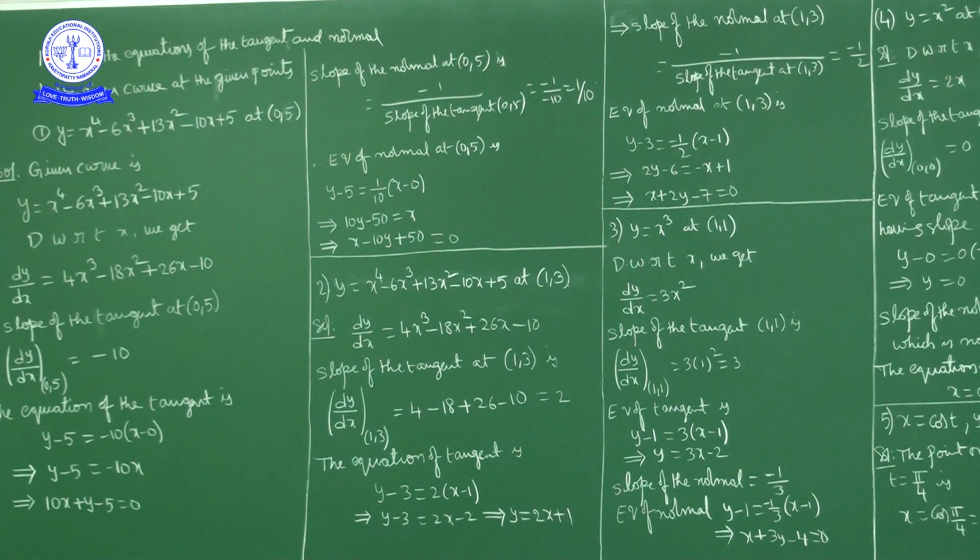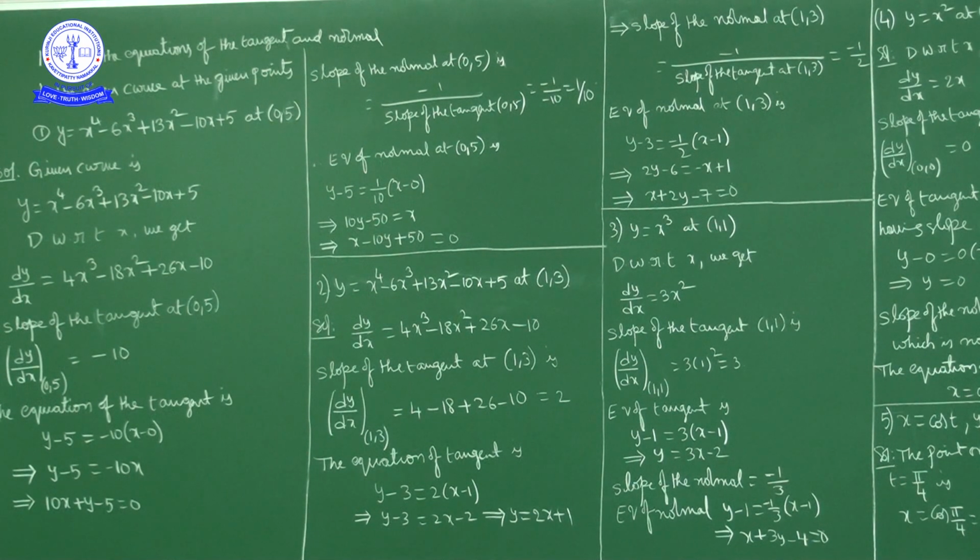Okay. Now the slope of the tangent at (0, 5) is dy/dx at (0, 5), which means in place of x we write 0, and in place of y we write 5. So dy/dx at (0, 5), in place of x if you write 0, this term is 0, this term is 0, so minus 10. So dy/dx at (0, 5) is minus 10. Now the equation of tangent at (0, 5), slope minus 10. The slope of the tangent is minus 10.